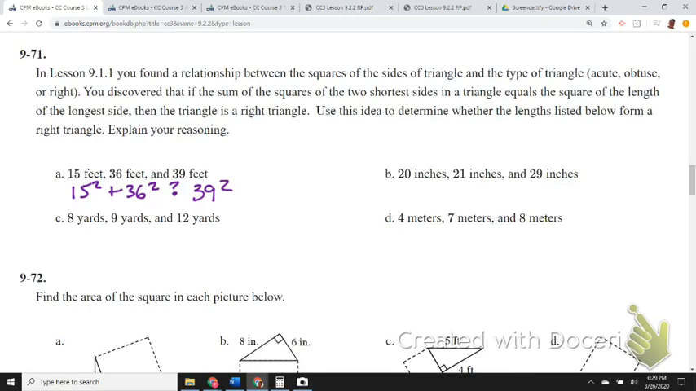Okay, so 15 squared, I know that one, that's 225. Let me just erase this to get some more space here. So 225 plus 36 squared. 36 squared is 1296. Does it equal 39 squared? 39 squared is 1521.